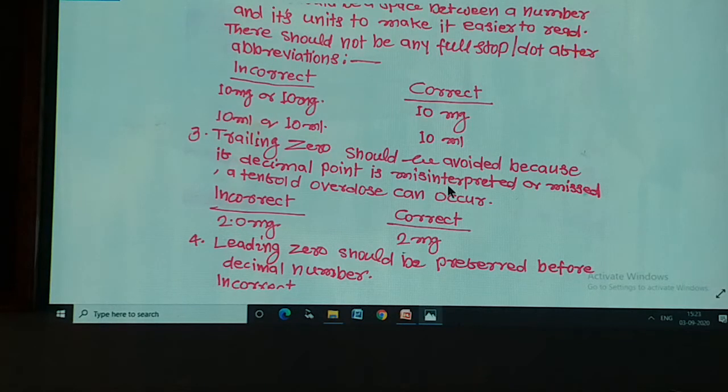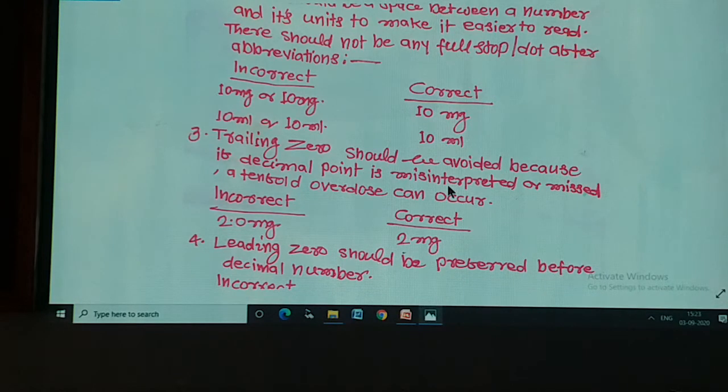Next, the third point is that trailing zeros should be avoided because if the decimal point is misinterpreted or missed, a tenfold overdose can occur. On the left side, incorrect: see 2.0 mg is the incorrect way or practice of writing. Correct should be only 2 mg. So after any whole number, a point or decimal should never be put.